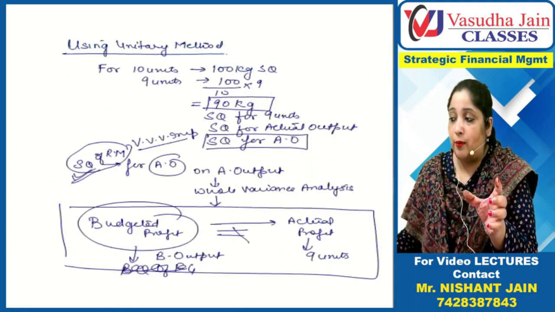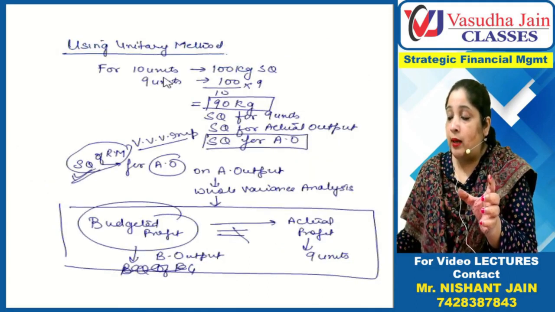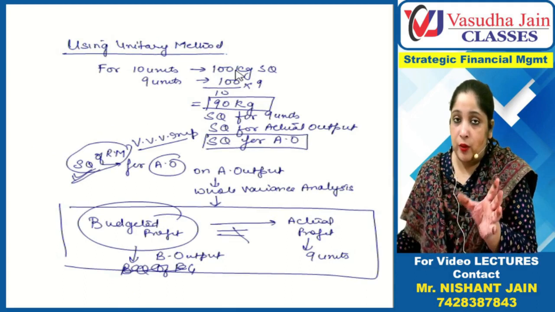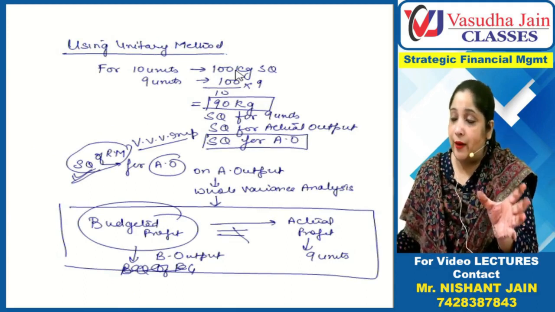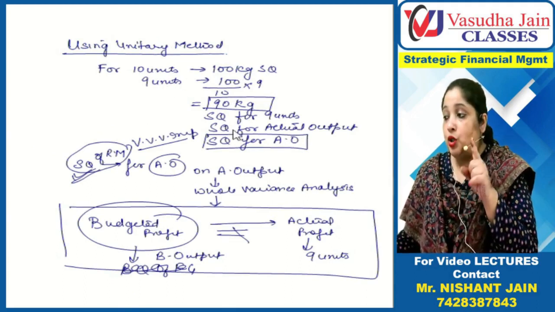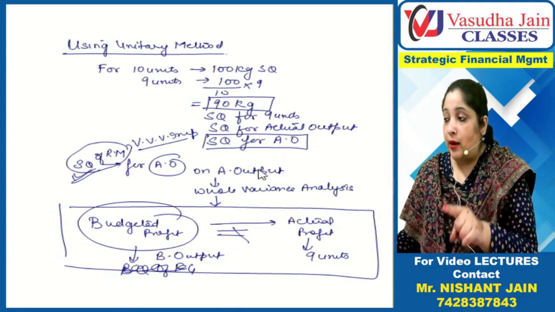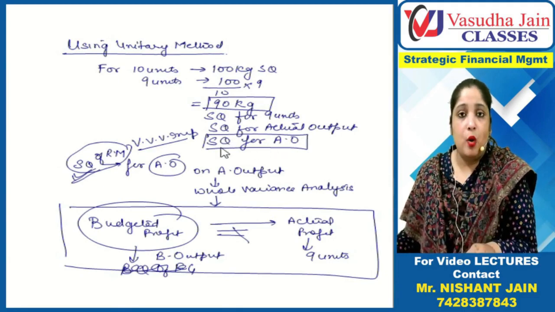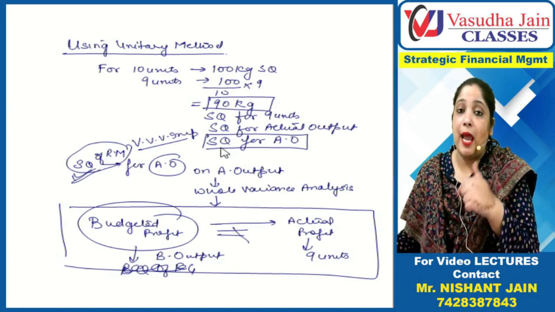Like in this, we computed that for 10 units, 100 kg was supposed to be used. This is only for reference. Now for 9 units, how much should have been used? So standard quantity or standard cost has to be computed for actual output.